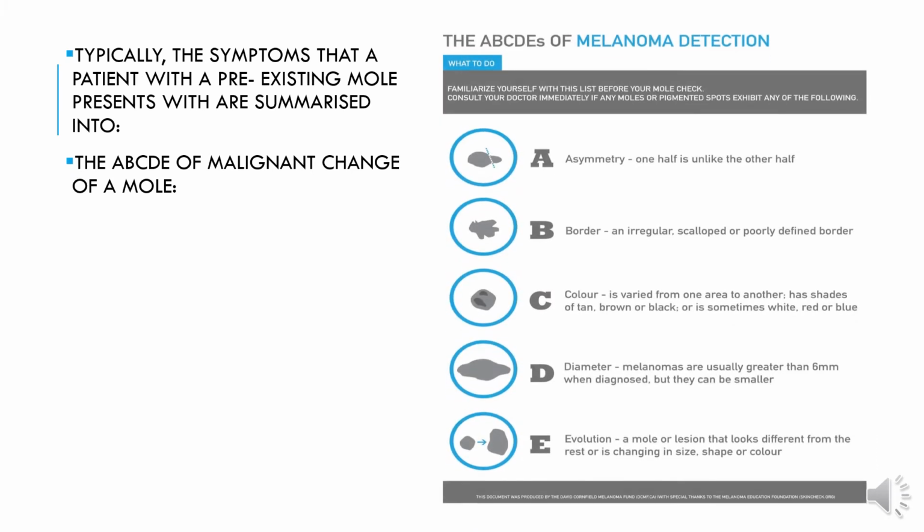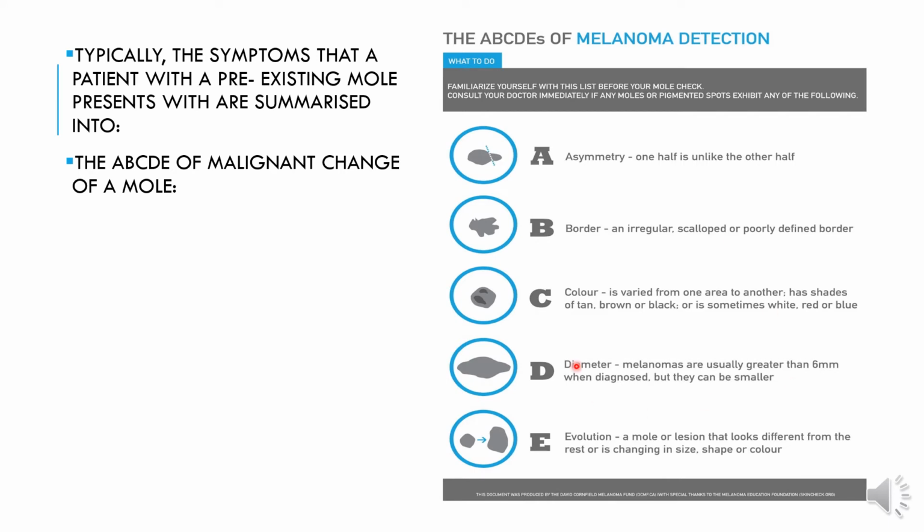Typically, the symptoms a patient with pre-existing mole presents with are summarized into the ABCD of malignant change of a mole. This is a diagram showing the ABCD of melanoma detection, where A stands for asymmetry. That's one half of the mole is unlike the other half. There's an asymmetrical appearance. There's an unequal appearance of the mole.